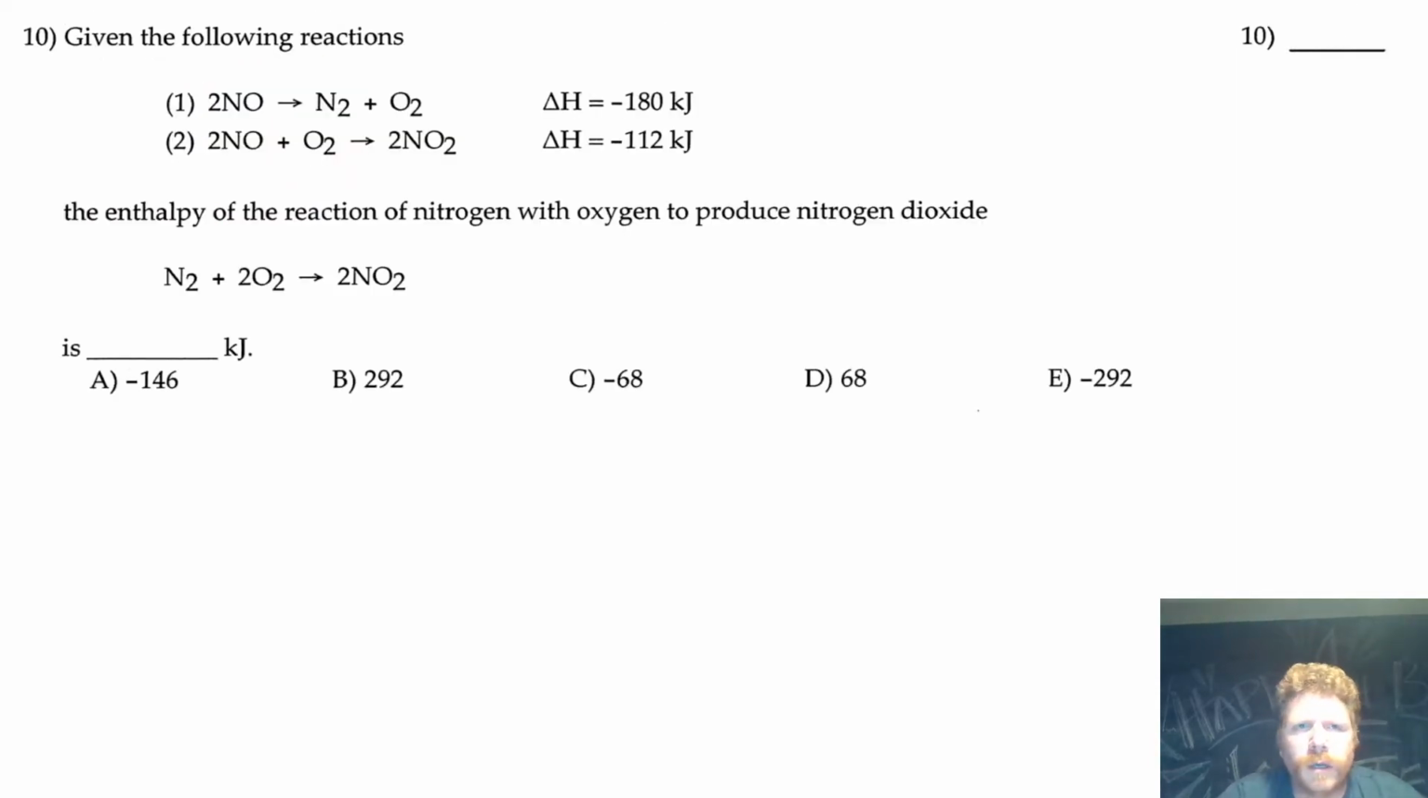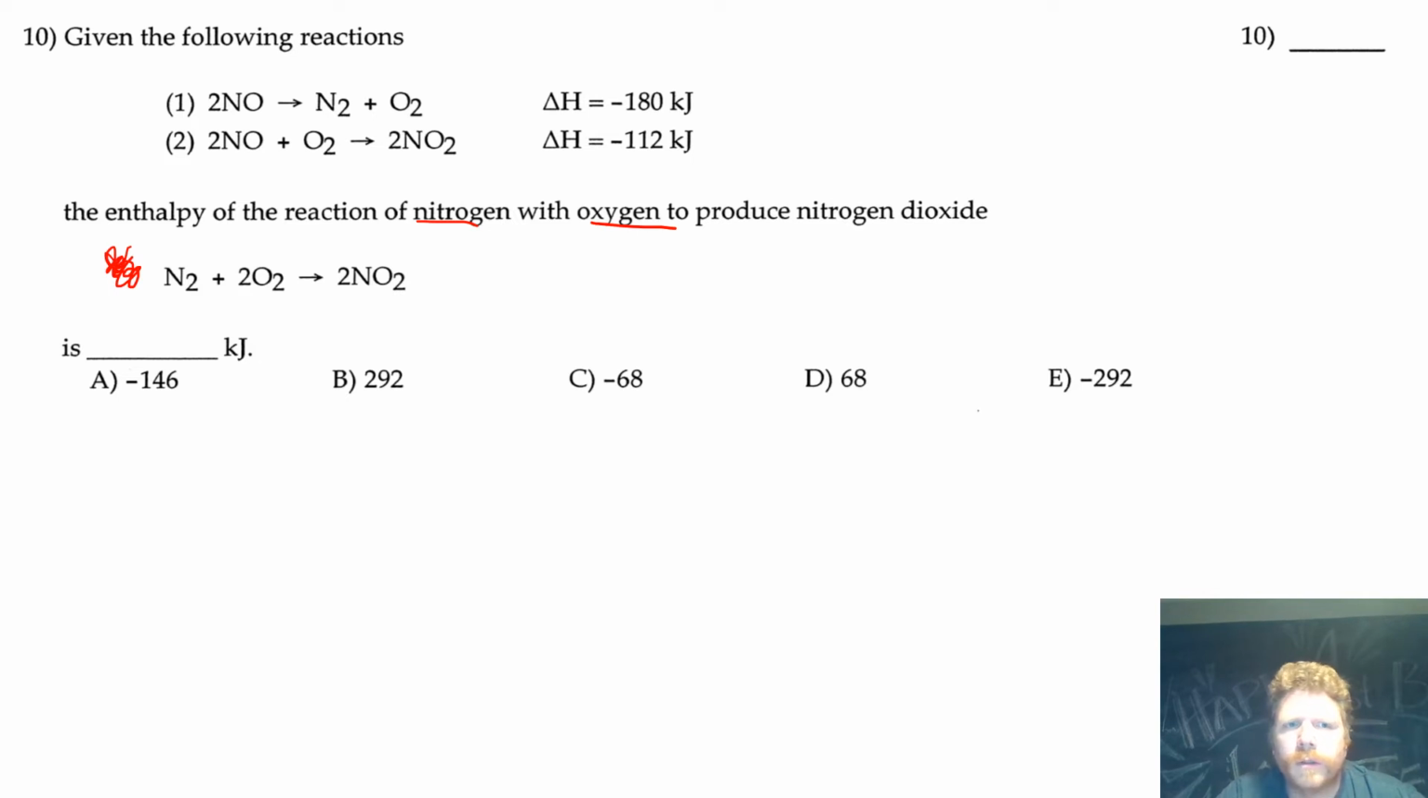Now question number 10. Given the following reactions, reaction 1 and reaction 2, this shows us 2 enthalpies of reaction. 2NO yields N2 plus O2, and 2NO plus O2 yields 2NO2. We've got 2 delta H values, negative 180 kilojoules and negative 112 kilojoules. We want the enthalpy of the reaction of nitrogen with oxygen to produce nitrogen dioxide. So this is telling us our overall reaction.